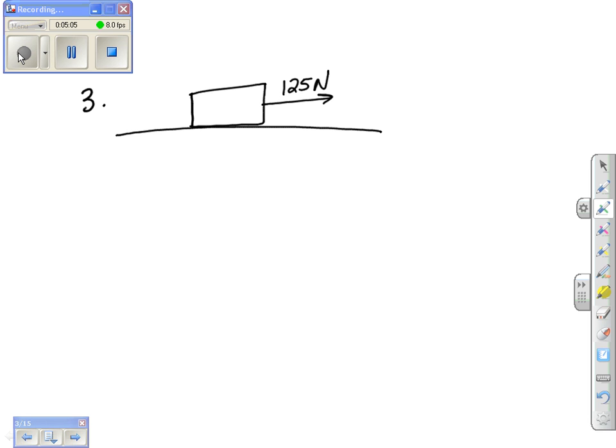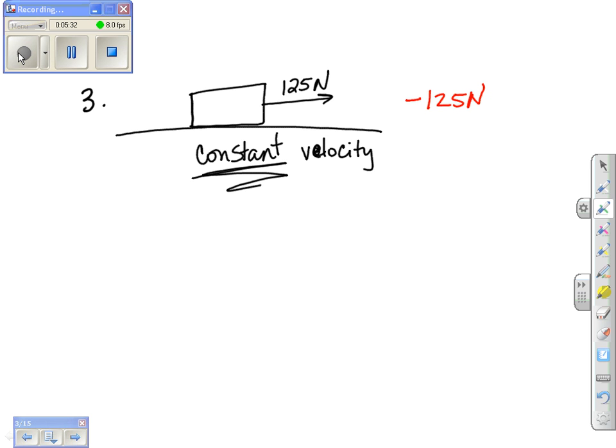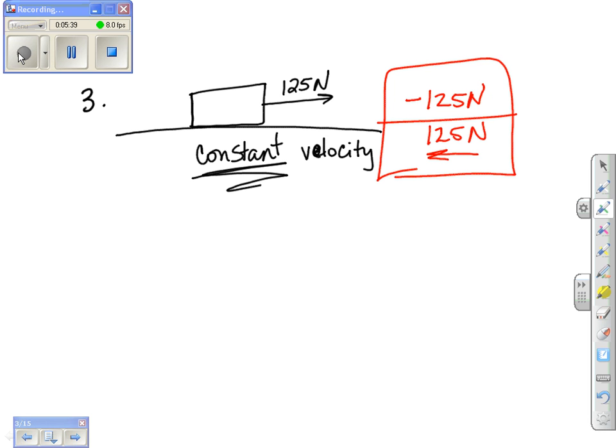All right. Well, the thing to realize on this problem is it says constant speed or velocity. I do know how to spell the word. Since it's constant, that means that there's balanced forces. So if it's 125 newtons forward, then the answer would have to be a negative 125 newtons, or 125 newtons backwards. So it's just the same amount, but the opposite direction.